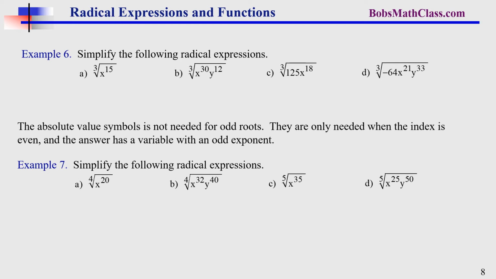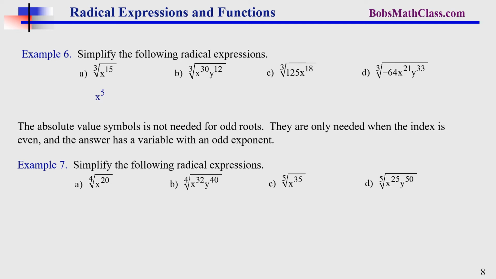Okay, so the first one, the cube root of x to the 15th. So we could figure out what times itself 3 times is x to the 15th. Or the shortcut is to divide the exponent inside by the index. So 15 divided by 3 is 5. Now we move on to the next one.